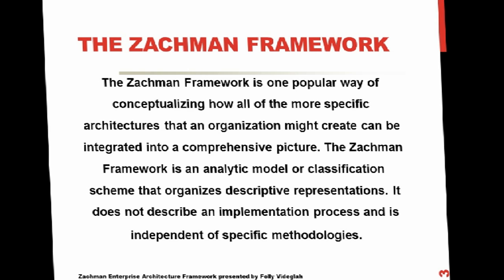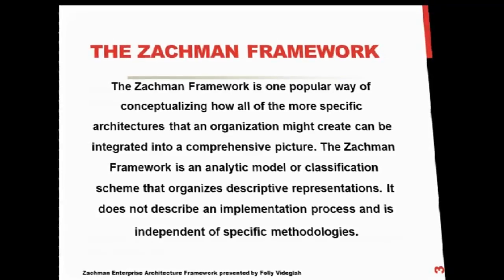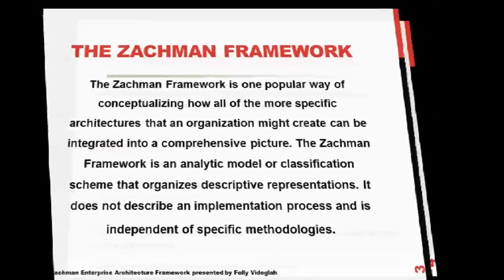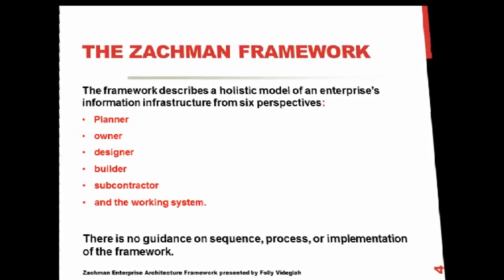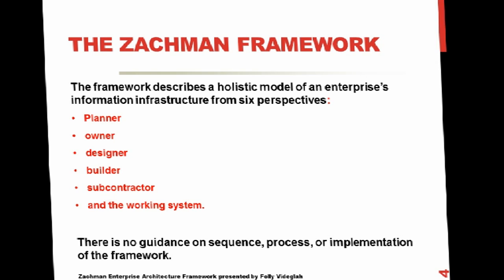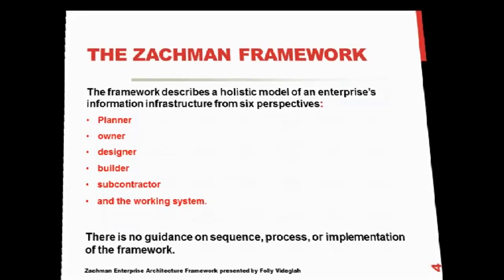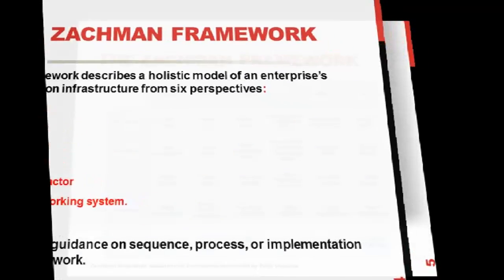The Zachman framework is an analytic model or classification scheme that organizes discrete representations. It does not describe an implementation process and is independent of specific methodology. The framework describes a holistic model of an enterprise information structure from 6 perspectives: planner, owner, designer, builder, subcontractor, and the working system. There is no guidance on sequence, process, or implementation of the framework.